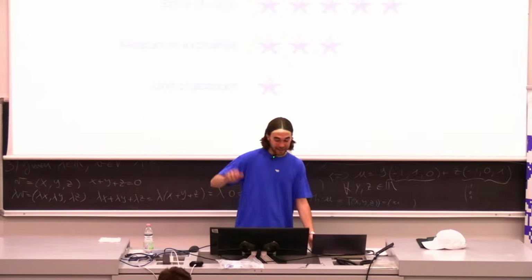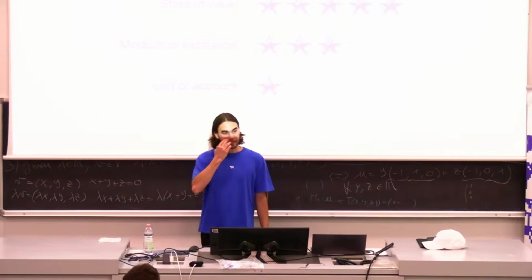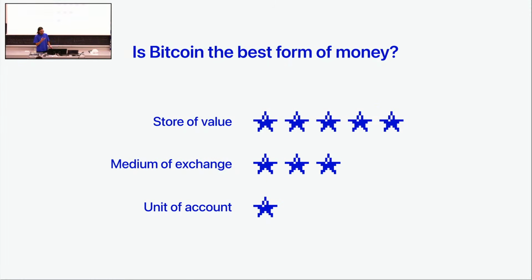If you are starving, probably you want some food, but with money you can buy the food. And the last thing is unit of account. Unit of account means that this form of money can be used to define prices.